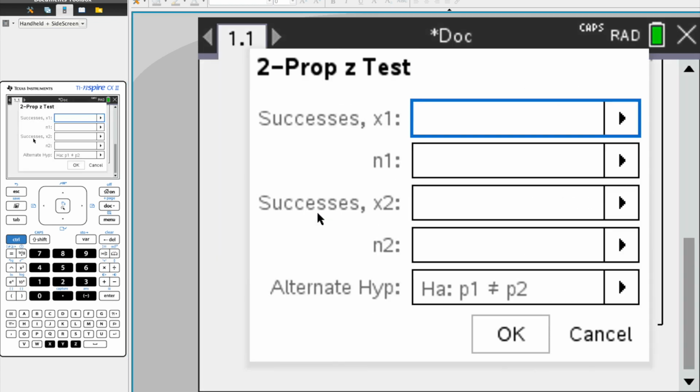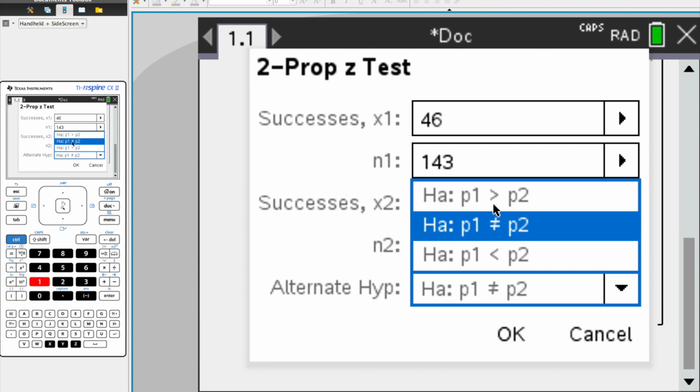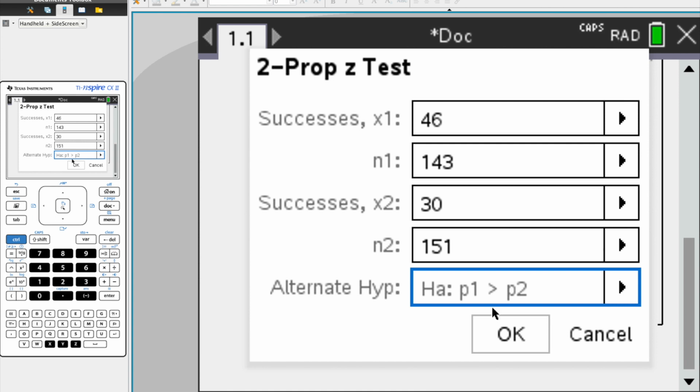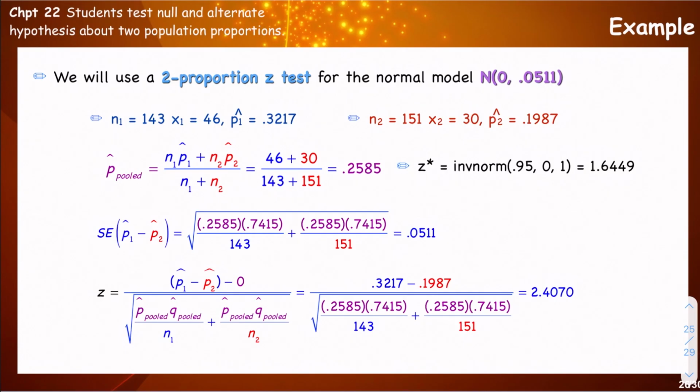So Group 1 had 46 successes and a sample size of 143. Group 2 had 30 successes and a sample size of 151. And we are saying the alternative hypothesis is that p1 is greater than p2, or the difference went up. I'm going to hit OK. And now I get a z-score of 2.4, a p-value of 0.008. Our sample proportions for each is what we found. Our new pooled percentage is right here, and then our sample sizes. Okay, so we have that printout. We're going to utilize that next.